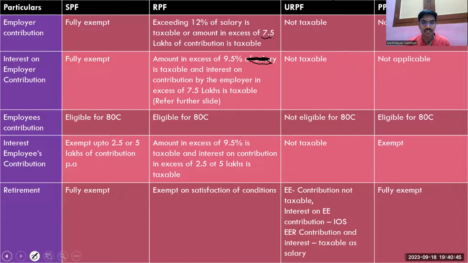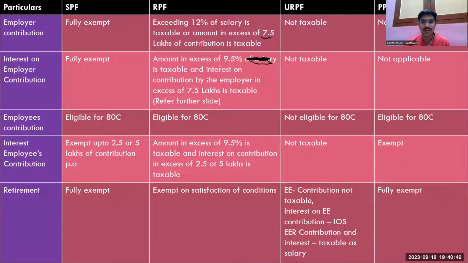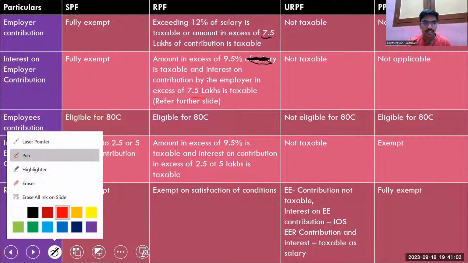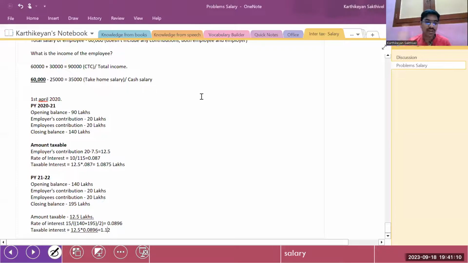In excess of 12%. Okay. 9.5 தான் கிராஸ் ஆகல. In excess of 9.5 தானே என்டையர் இன்ட்ரெஸ்ட் இஸ் டாக்ஸபிள். In excess of 9.5. அப்படி இல்லைன்னா see interest on contribution by the employer in excess of 7.5 lakhs alone is taxable. அதுதான் இங்க கொடுத்திருக்கேன். 7.5 lakhsக்கு மேல இருக்க கான்ட்ரிபியூஷன் டாக்ஸபிள், 7.5 lakhsக்கு மேல இருக்க கான்ட்ரிபியூஷனோட இன்ட்ரெஸ்ட் டாக்ஸபிள். அதுதானே நம்ம கன்க்ளூட் பண்ணோம்.